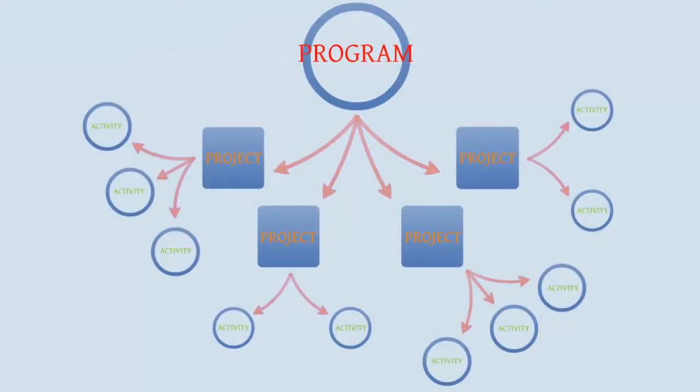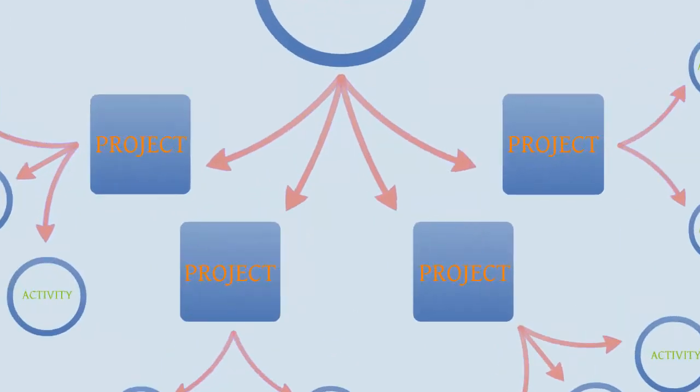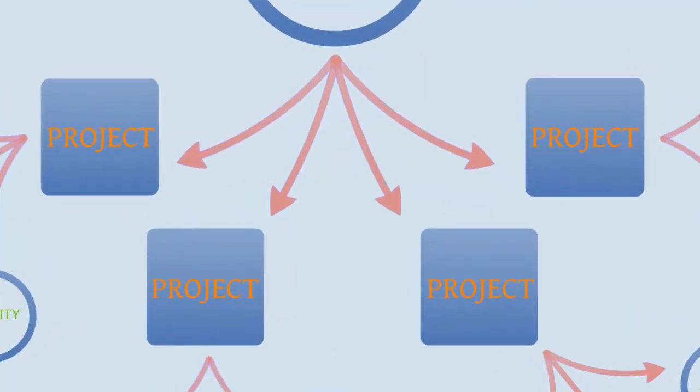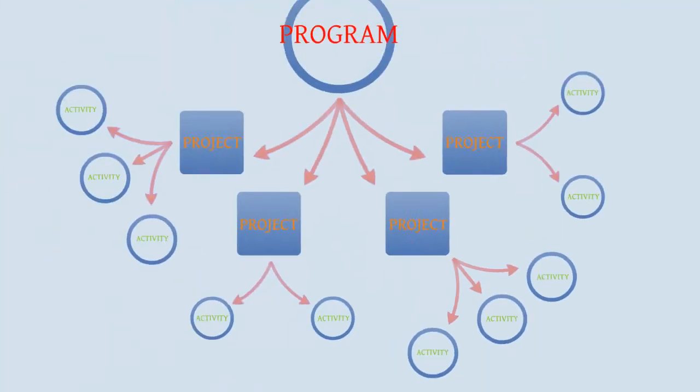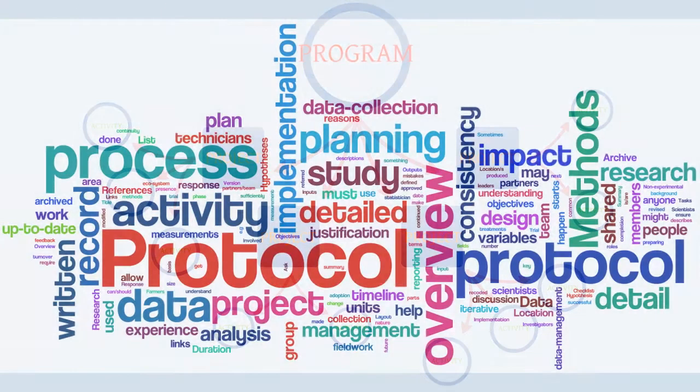Within a programme, there are usually several projects focusing on different areas of research. Within each project, there are usually many activities which focus on different aspects of the project. For example, field trials, surveys, and climate analysis. This video discusses protocols at the lowest level of this hierarchy, at the activity level.